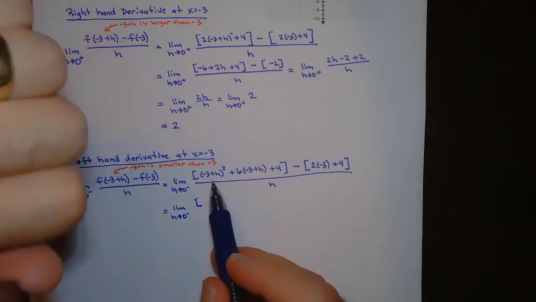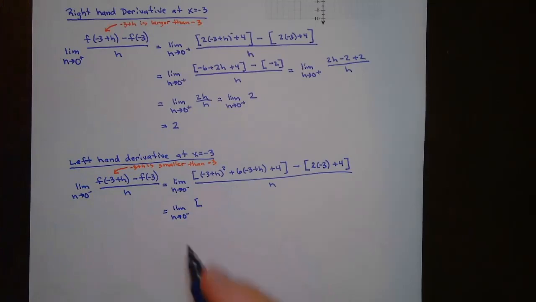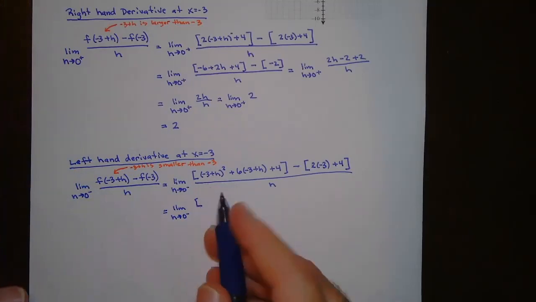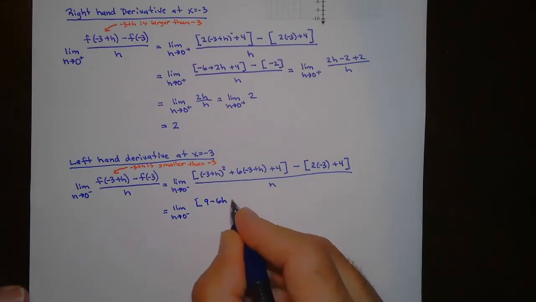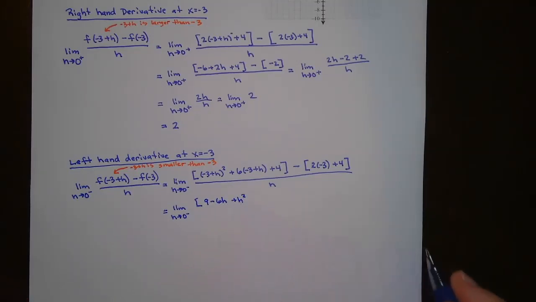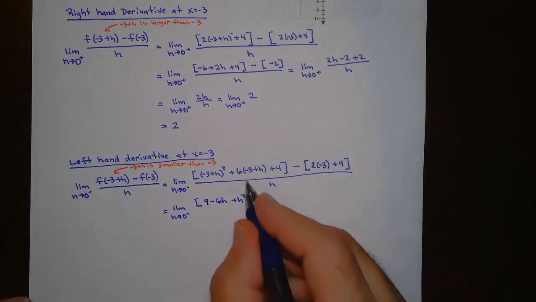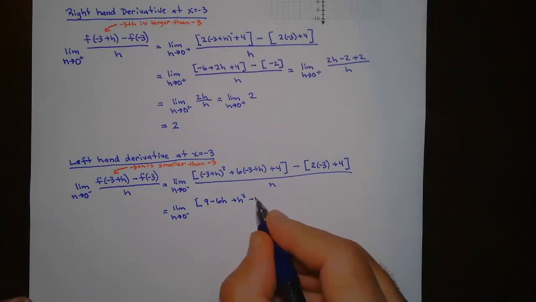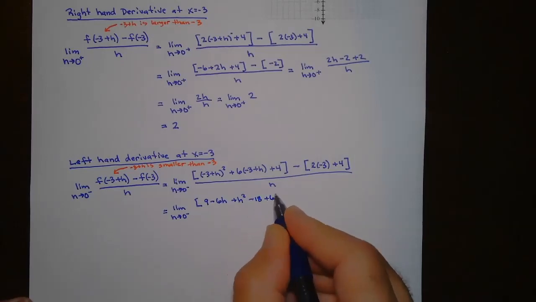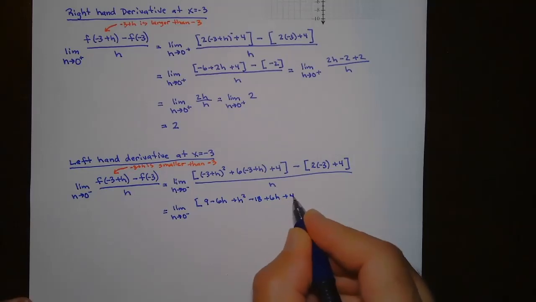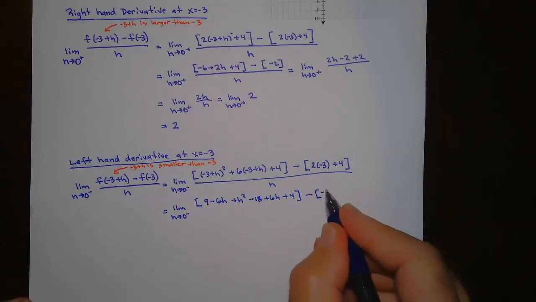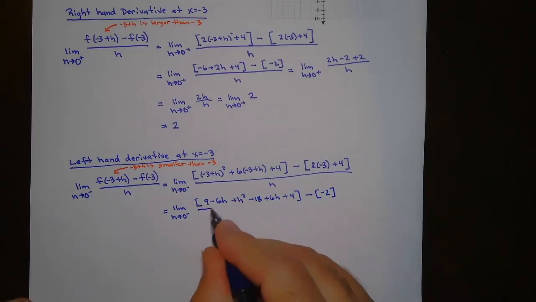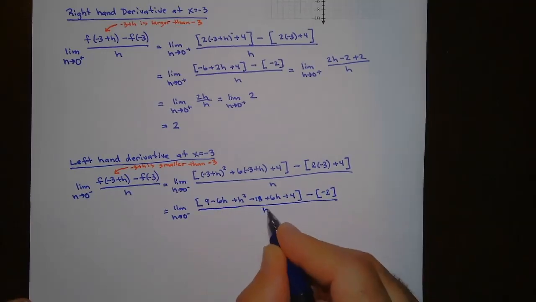All right, so now that's equal to the limit as h approaches 0 from the left of, and okay, I'm not going to do an area model to square that. We've done it a lot. This is actually going to turn out to be 9 minus 6h plus h squared. If you're not sure, trust me, that's what it would come out to be if you drew the area model. And this would be -18, so minus 18 plus 6h plus the 4, and then minus, and that'd be -2, and that's all over h.